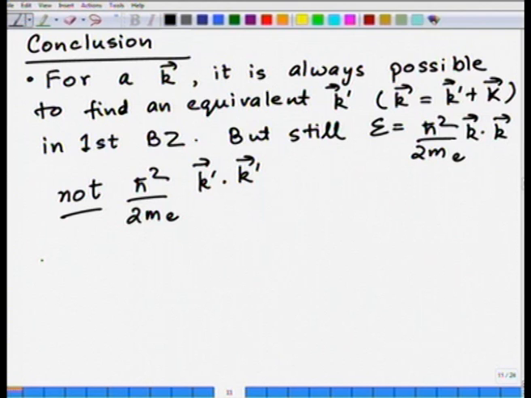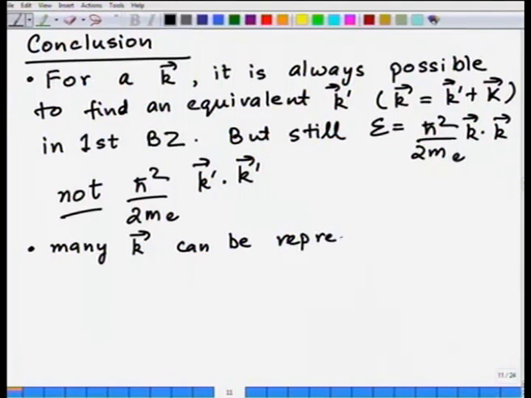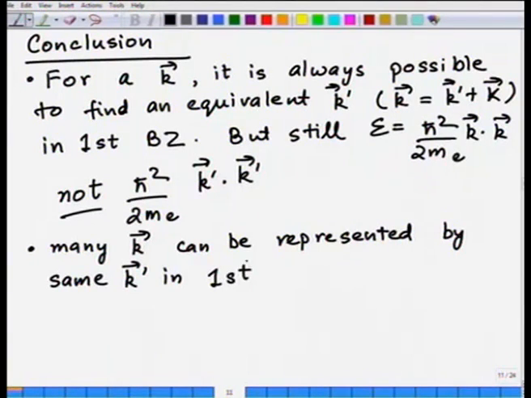Second, within this conclusion set 1, many k values can be represented by the same k prime in the first Brillouin zone. That is the conclusion I want to draw.